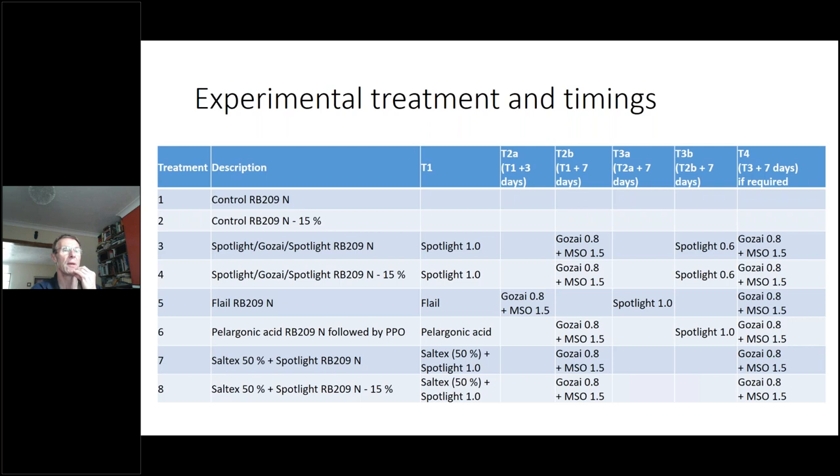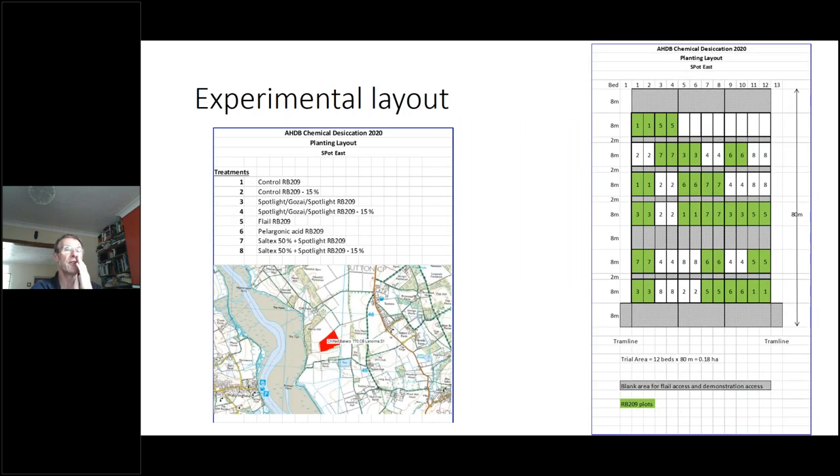Okay, next slide, please. So you can see an experimental design there. All experiments are similar design, different randomizations. You can see the green cells there are actually the RB209 treatments. But basically what we've got is replicated eight treatments, four replicates on all sites. Last year we had five experiments like this and two demonstrations, but they're all replicated experiments, 8 meter plots, two beds wide.